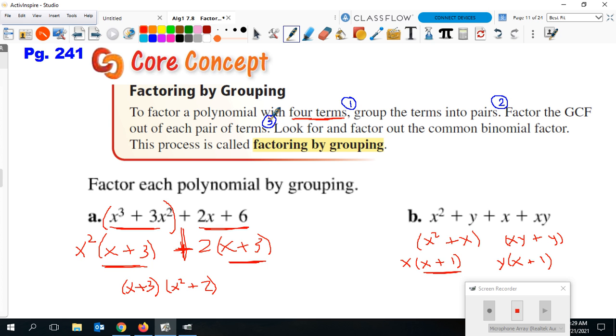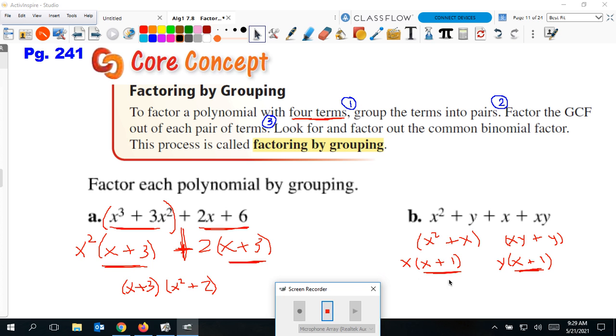Look for, factor out that matching binomial, that matching one. Let's move this out of the way a little. That matching one would be our answer right here. So the x plus 1 is one of the binomials in the answer, and then the other one is going to be from what we factored out. This would be a plus in between these two, so an x plus a y would be the other one. And that would be our answer right there.